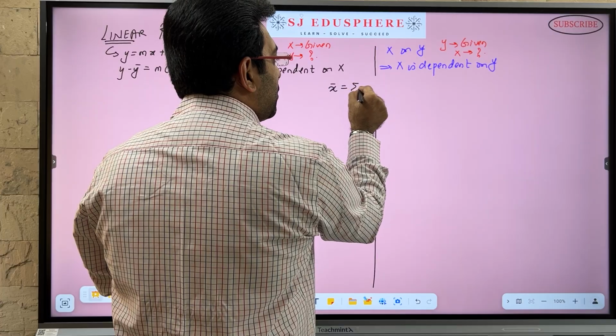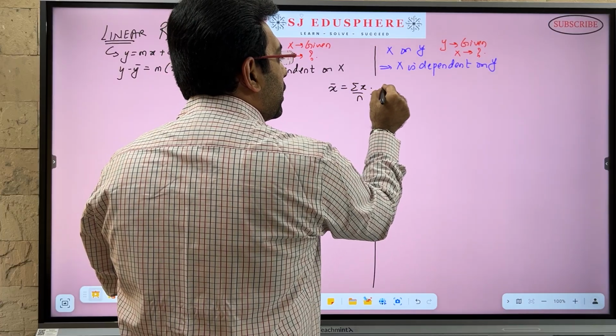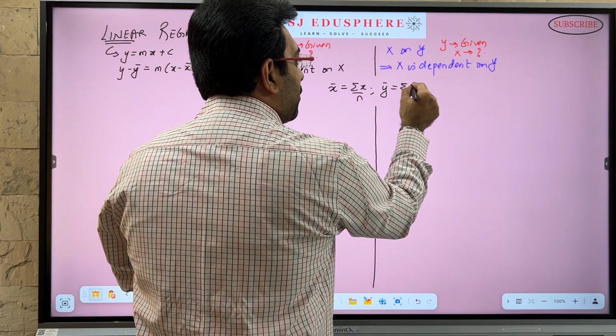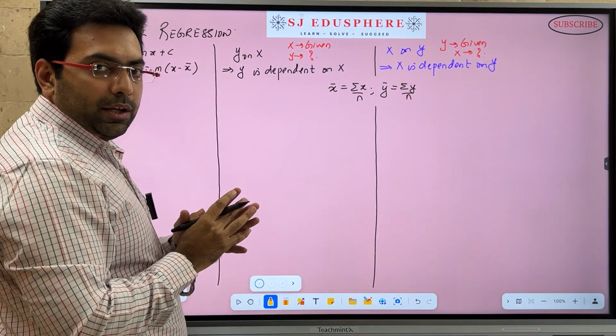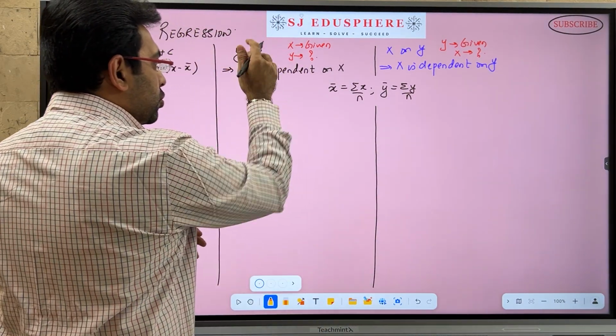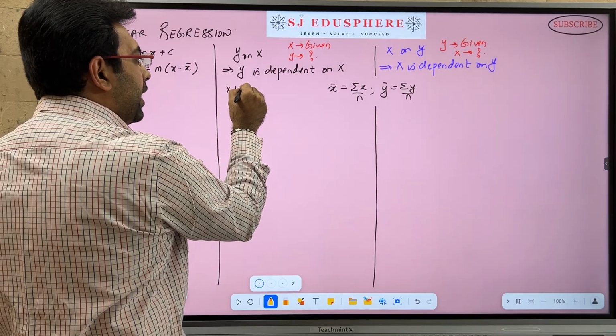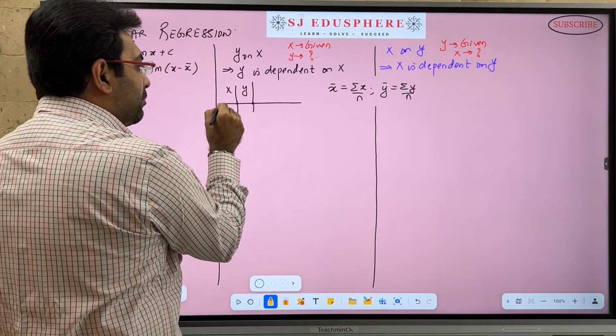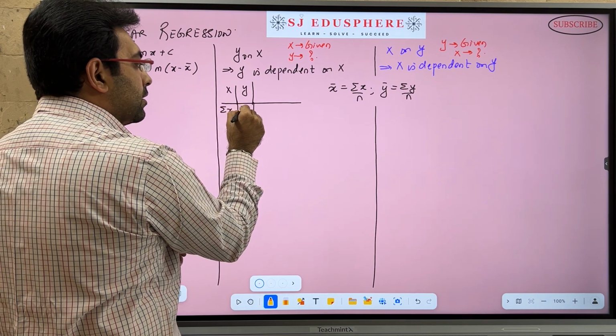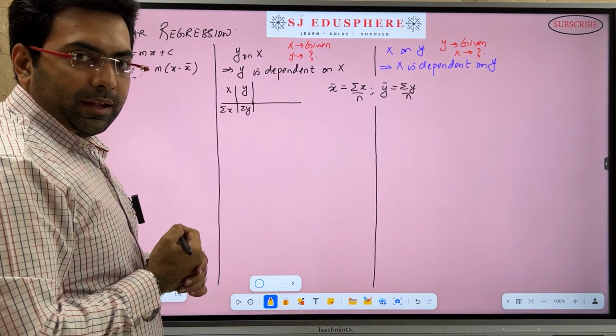That means x bar is summation x upon n and y bar is summation y upon n. This gives you your mean value. Now, over here you will have your column of x, and over here your column of y. I need my total of x, I need my total of y.